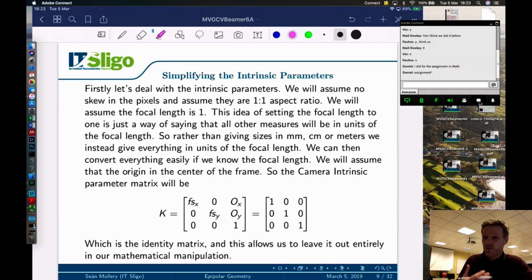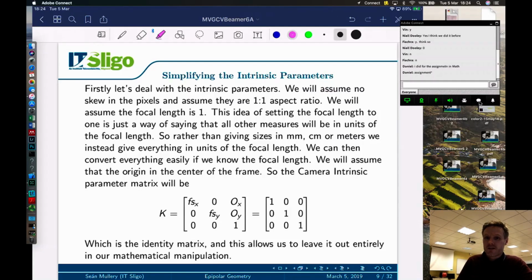Remember I said that we're making an assumption at the beginning of the lecture that we know the intrinsic parameters of the camera. So firstly, let's deal with these parameters. We'll assume no skew in the pixels, and we'll assume a 1-to-1 aspect ratio of the pixels. We'll assume the focal length is 1, for the moment. This idea of setting the focal length to 1 is just a way of saying that all other measures will be in units of the focal length.